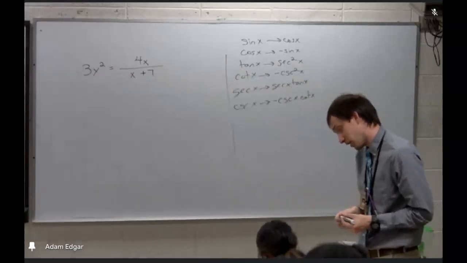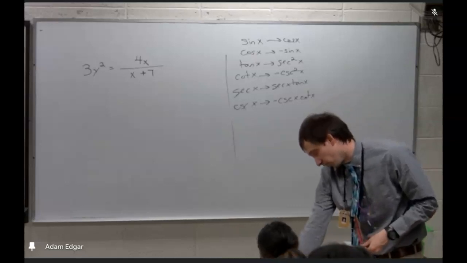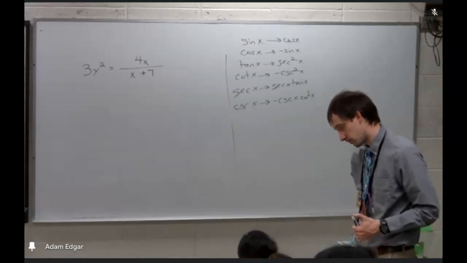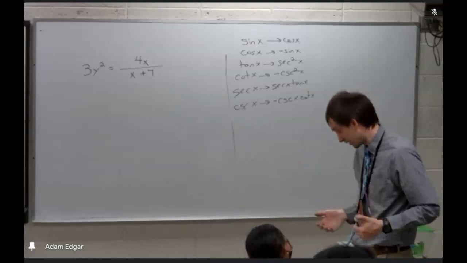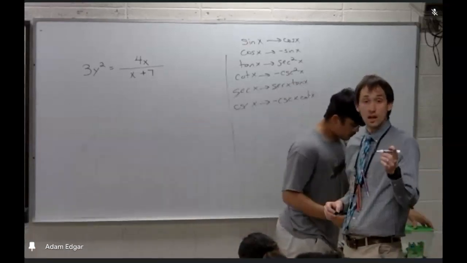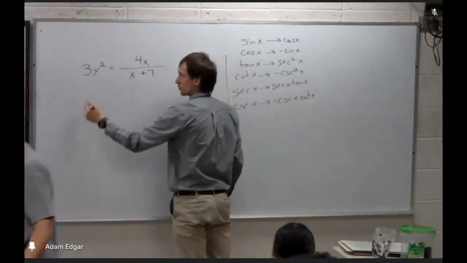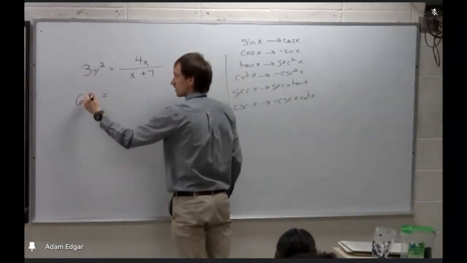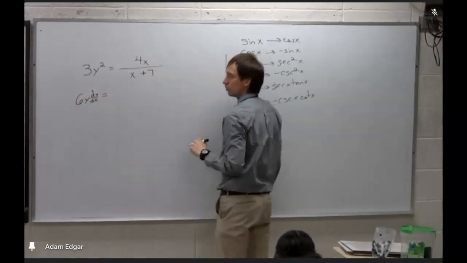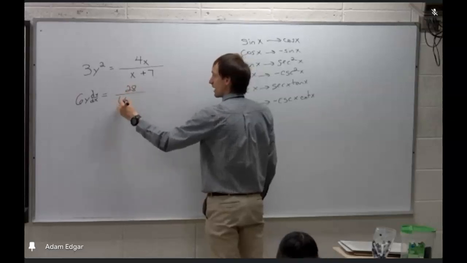That's great. So when you divide 6y over, ta-da! That's good, Jada. All right, so going over this, 3y squared becomes 6y dy dx. Over here, you're doing your quotient rule. When you've done your quotient rule, you should be getting 28 over x plus 7 squared.